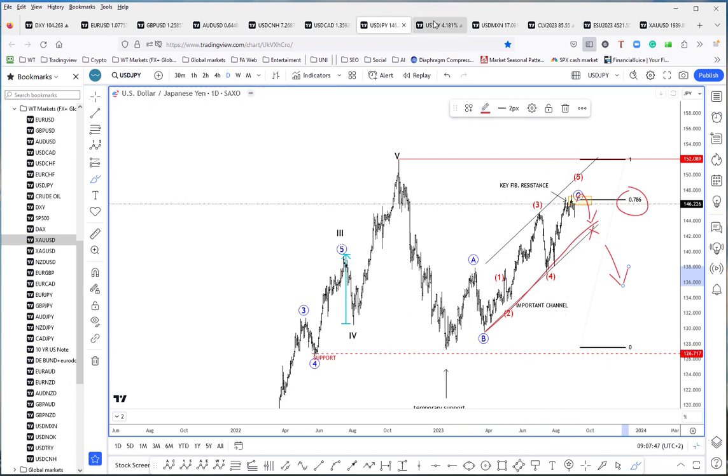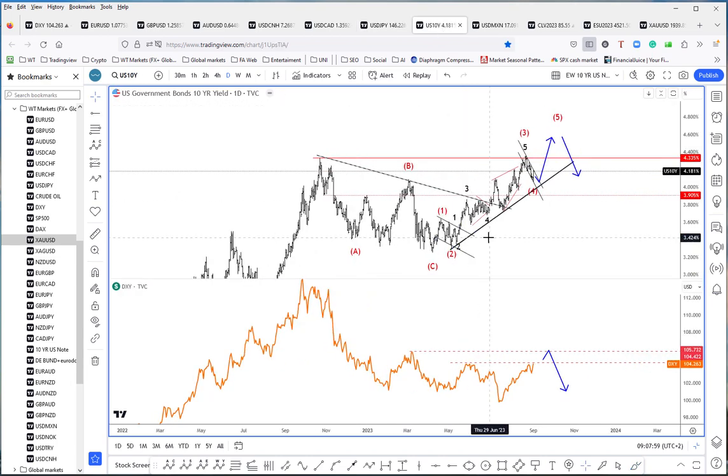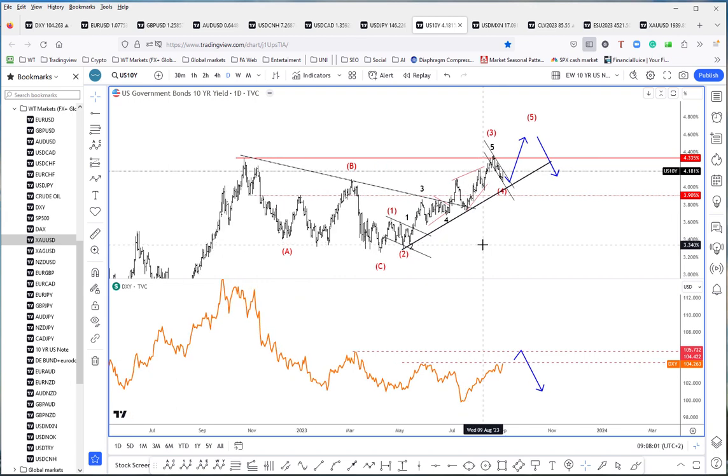You definitely need to see a completed recovery on the US yields before this dollar weakness may resume. So in the short term, as I said, more upside is possible on the dollar yen, also dollar index, and as I just discussed on other currency pairs, I think the dollar has some room left for a recovery, and this also comes from the US yields.